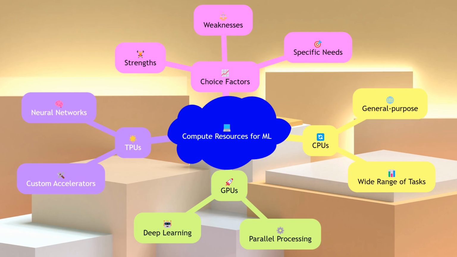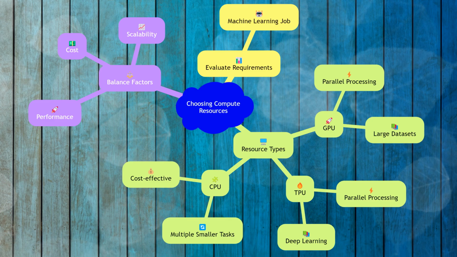There are several types of compute resources available for machine learning jobs. CPUs, central processing units, are general-purpose processors suitable for a wide range of tasks. GPUs, graphics processing units, are specialized processors designed for parallel processing, making them ideal for deep learning tasks. TPUs, tensor processing units, are custom accelerators developed by Google for neural network computations. Each type of compute resource has its strengths and weaknesses, and the choice depends on the specific needs of your job.